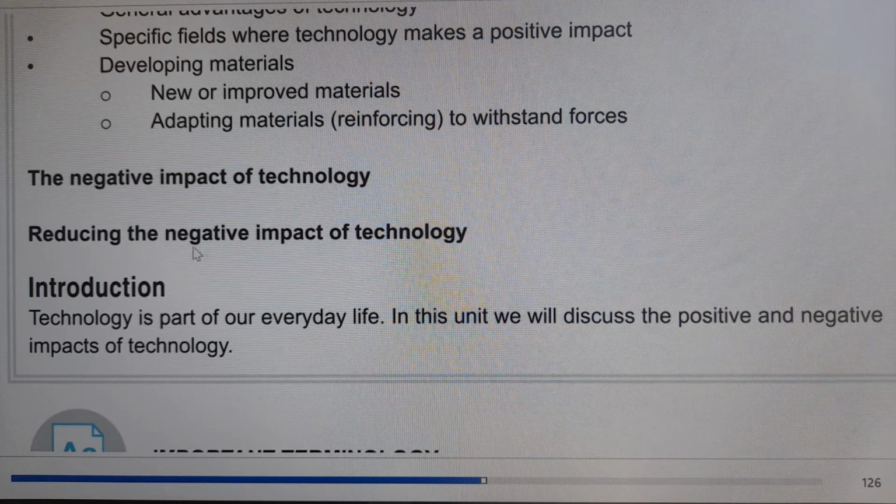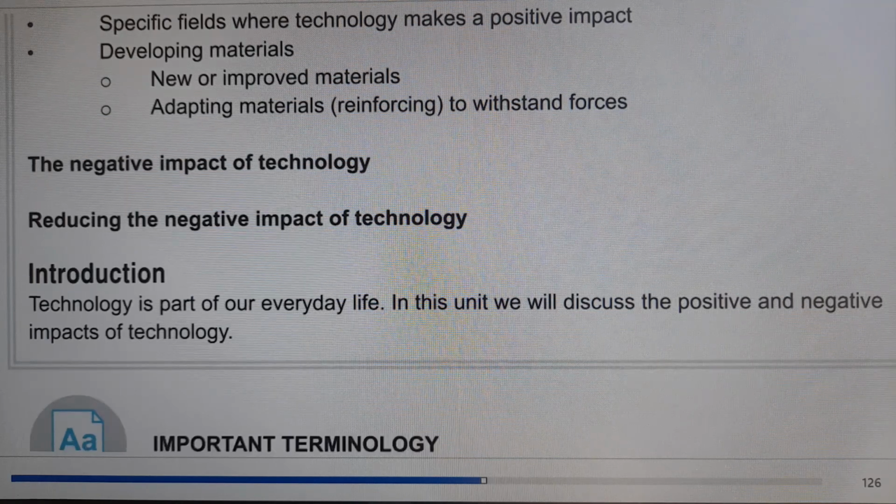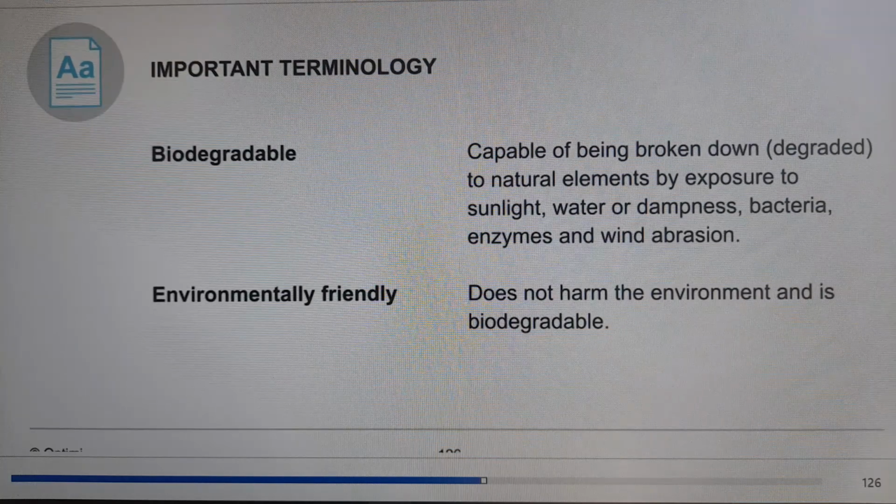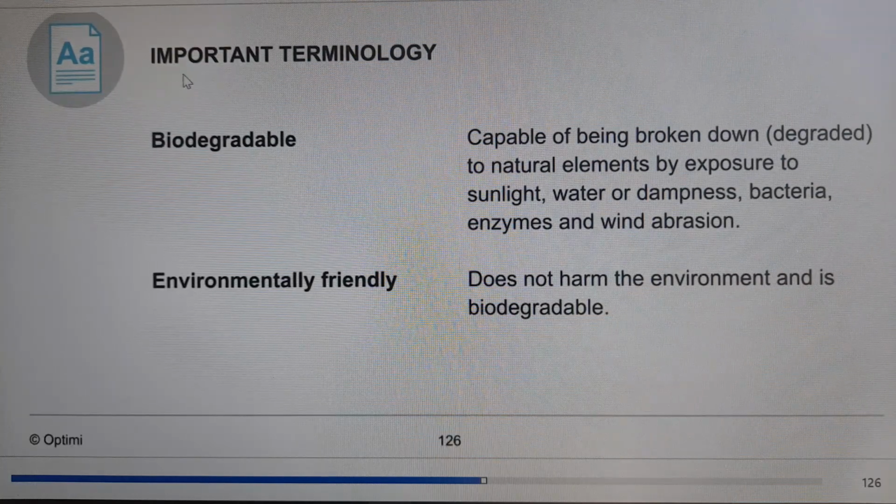Okay, so we start with the introduction. They say that technology is part of our everyday life. In this unit, we will discuss the positive and negative impact of technology. But before we do that, you need to know the important terminology. So you need to know these two terms.